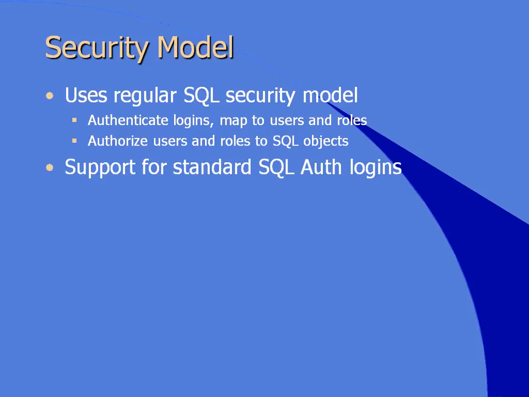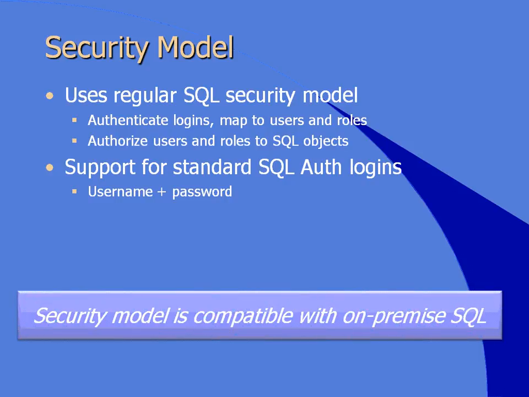You also have support for standard SQL authentication logins, meaning you provide a username and password. The difference between SQL Azure and on-premise SQL, however, is that there is no Windows authentication. Right now, it just supports SQL Server authentication. But beyond that, the security model is extremely compatible with on-premise SQL.